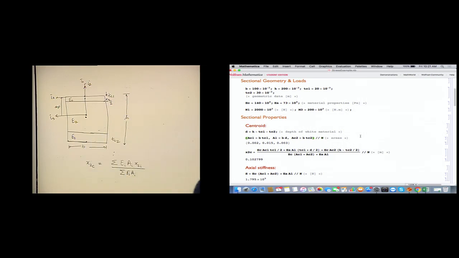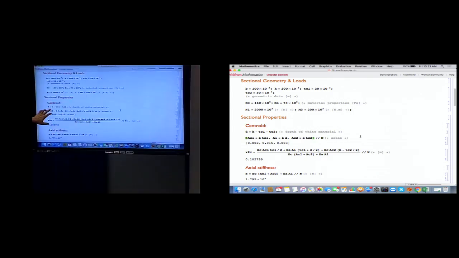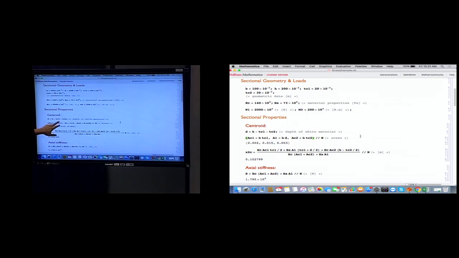So then TC1 over 2 is the distance from the coordinate frame to the first centroid. Then this TC1 plus D over 2 is the distance to the second layer centroid, and H minus TC2 over 2 is the distance from the top surface to the third centroid. Here D is just the height of the middle layer. So H minus TC1 minus TC2, that's D.